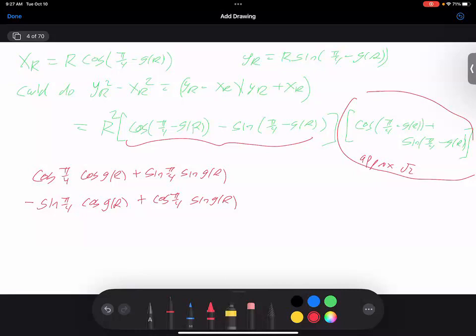Well, what's nice is you can see the second terms reinforce, because the cosine of pi/4 is the same as sine of pi/4, and the first two terms cancel. So this whole thing just becomes root 2 over 2 plus root 2 over 2, which is just root 2 sine g of r, which is approximately root 2 times g of r.